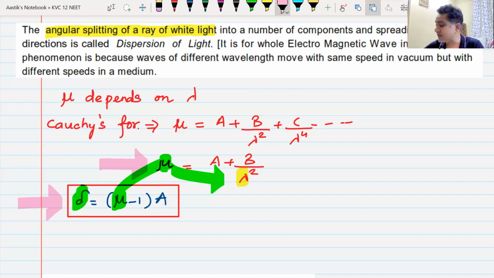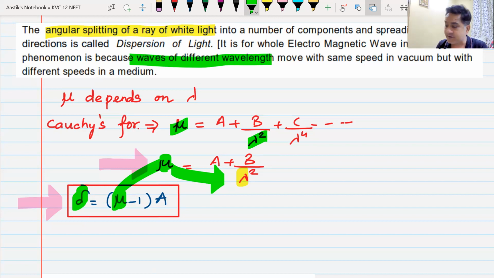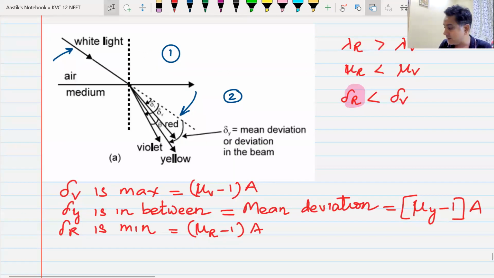And why does this dispersion happen? Because of different wavelengths. What happens because of different wavelengths? Mu is different. What happens because mu is different? Delta, or deviation, is different. Do we understand this? Yes, sir. Can we move on? Yes, sir. This is what we call the deviation of different lights.